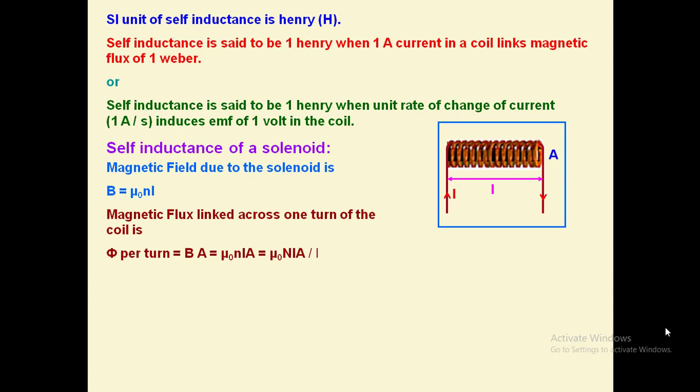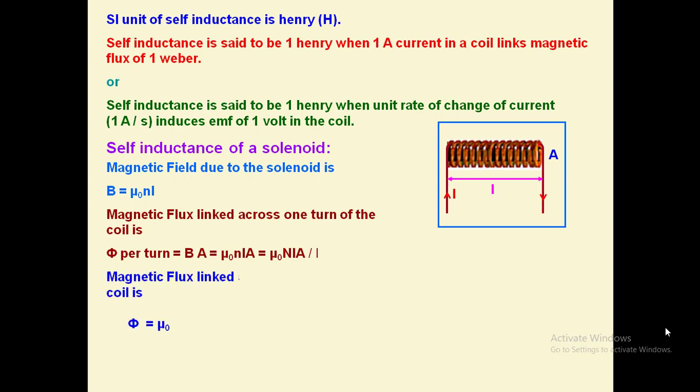So the magnetic flux linked across one turn of the coil is phi is equal to B into A. This is the definition of magnetic flux. But what is B? Mu naught n into I. Substitute the value here. You're going to have mu naught n I A. Now here small n is nothing but the number of turns per unit length. You're going to have the value as mu naught N I A by L.